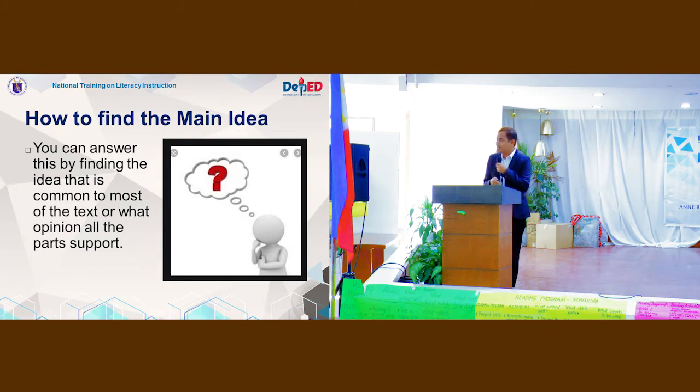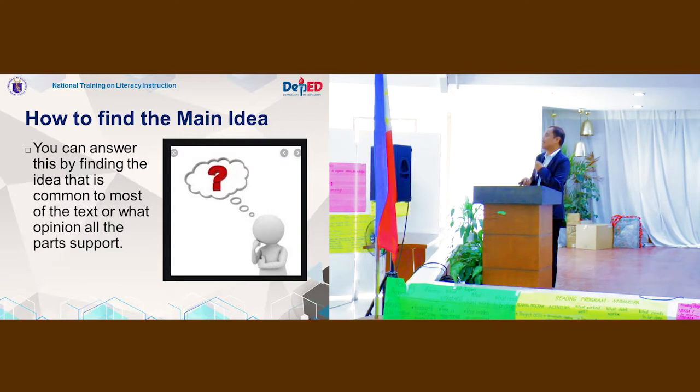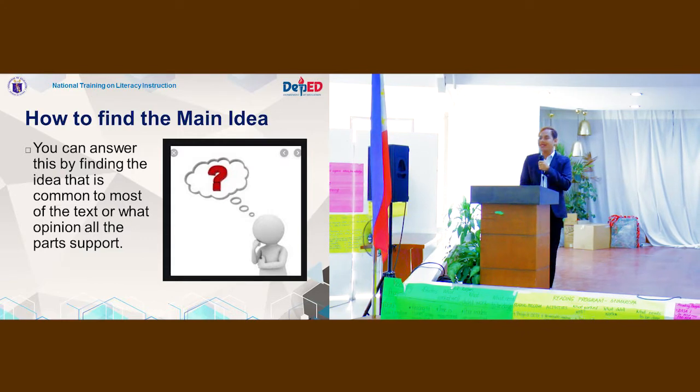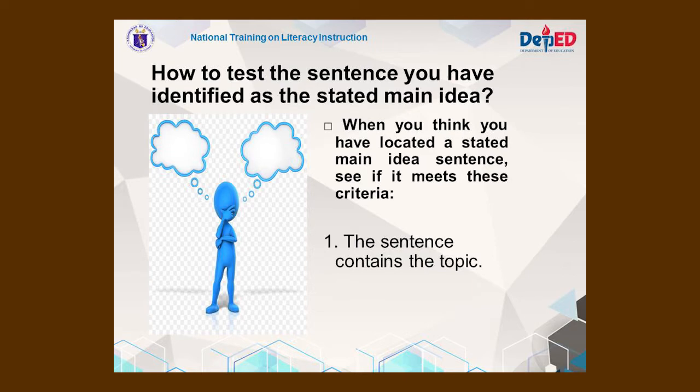So how to find the main idea? Look for a sentence that states the main idea. When the author states the main idea directly, it is called the stated main idea. And usually we can find that very easily, right? Now, after doing all those exercises, we read, we ask, we look for the keywords that will lead us to understanding the main idea, we will now know how to test the sentence that we have identified as a stated main idea. How to do that?